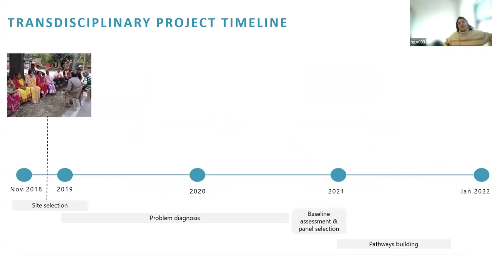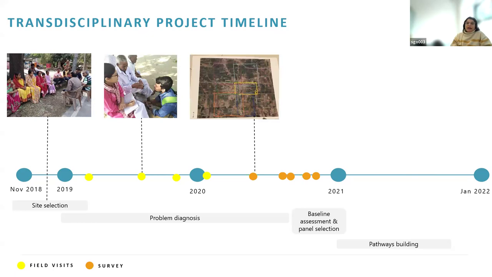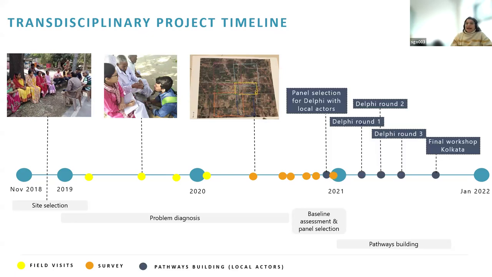Based on this revised transdisciplinary approach, our project timeline looked a lot more like this. Of course, at the start of our project, we started with our site selection: what peri-urban villages are we going to do these activities in? And then our problem diagnosis was based on field visits by all of the researchers, a household survey that was also conducted in each village, and using those data inputs, we then prepared for our transformative pathways processes. Here, these are just the steps that we did with our Delphi panel of local actors.